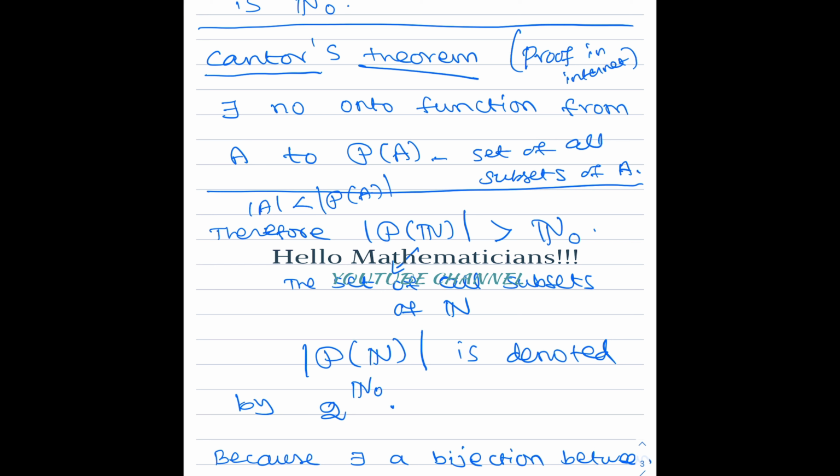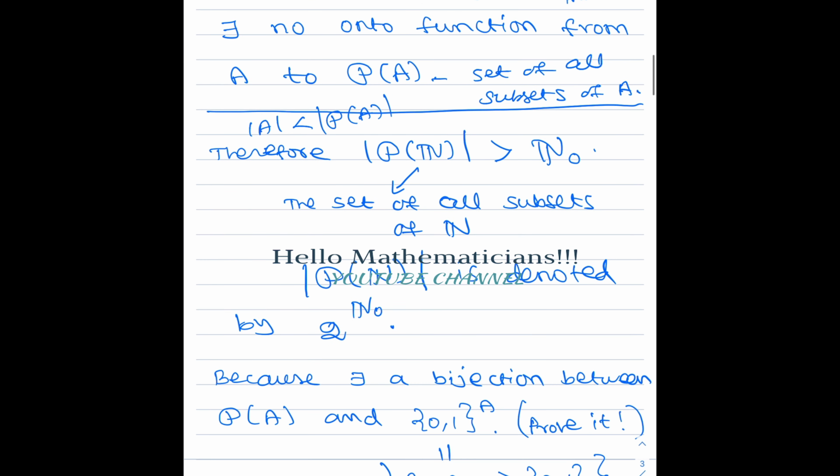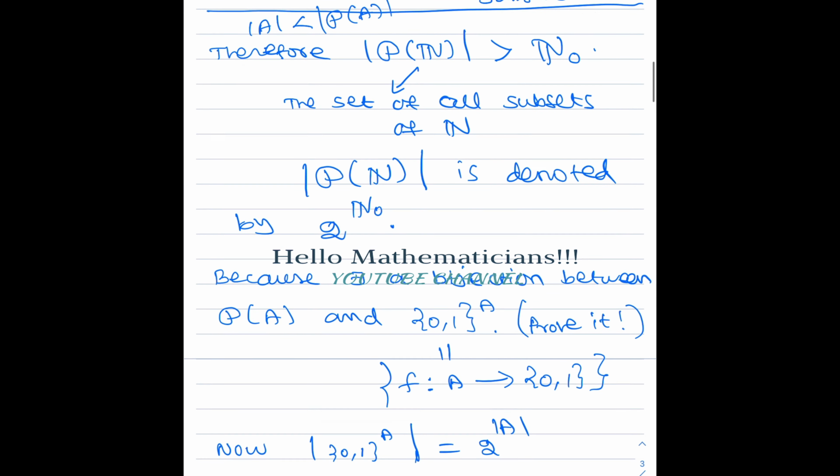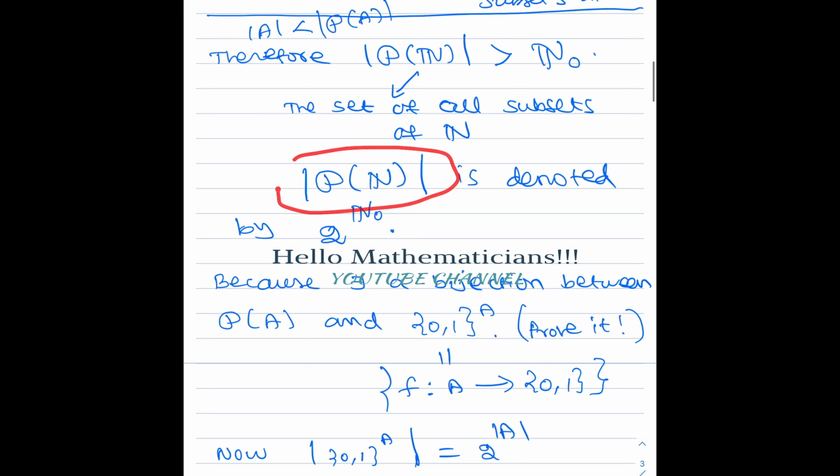Now we apply this theorem to the case of natural numbers. We get that the cardinality of the power set of natural numbers is strictly greater than the cardinality of natural numbers. But the cardinality of natural numbers is what we denote by aleph naught. So we get that the cardinality of the power set of N is strictly greater than aleph naught. Now we give one more notation for the cardinality of the power set of natural numbers. This is the set of all subsets of natural numbers, and its cardinality is what we denote by 2 power aleph naught.